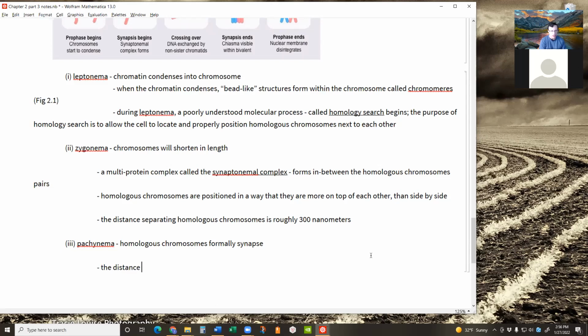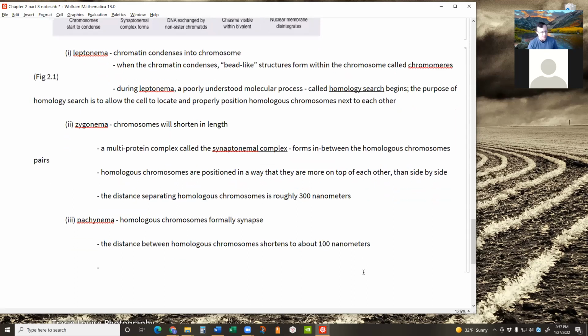So the distance between homologous chromosomes shortens to about 100 nanometers, which is not a lot of space, folks. And it is in the pachynemia stage that crossing over is going to take place, because synapsis has occurred. The strands of non-sister chromatids are close enough together. They're lying on top of each other, only separated by 100 nanometers. They're close enough that the enzymes that will encircle those non-sister chromatids can go in, snip segments of DNA, swap them back into position, and glue them back down, and now we have homologous chromosomes that have non-genetically identical chromatids. So it's during pachynemia that crossing over takes place.